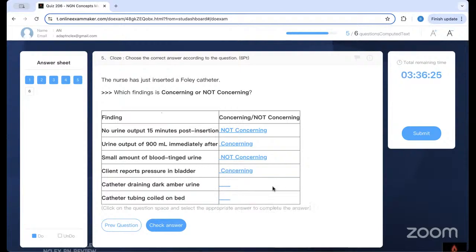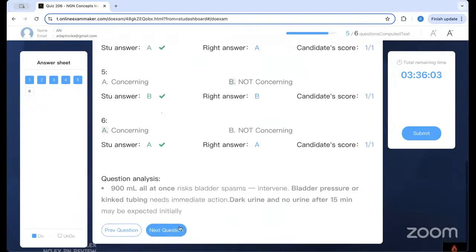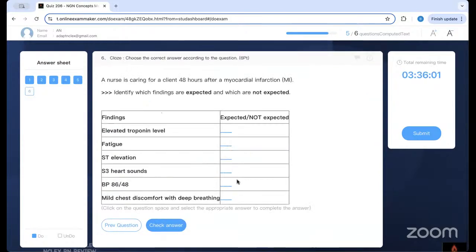The urine can look dark, right? It's because they're dehydrated. The dark amber urine is not concerning because you just put it in. That's what you got. But a tube that is coiled and kinking, where fluid can be retained, can lead to infection. You want to have the tube draining as much as possible. So this is the way it will look. Okay. And the last one.